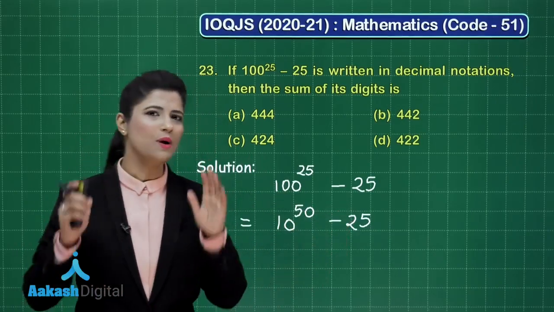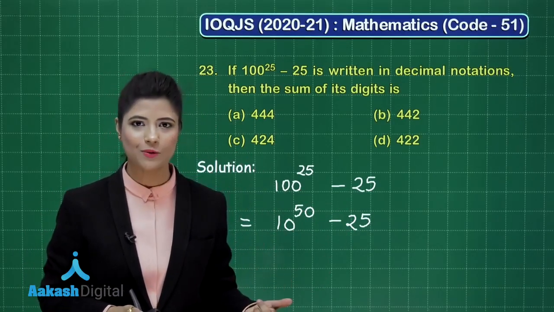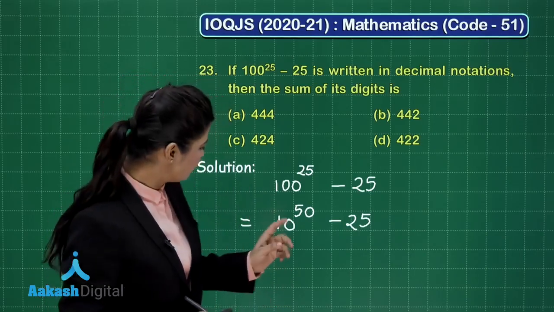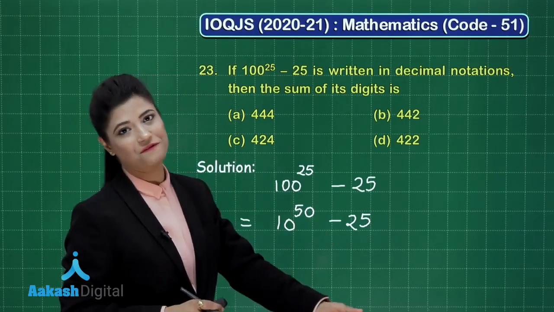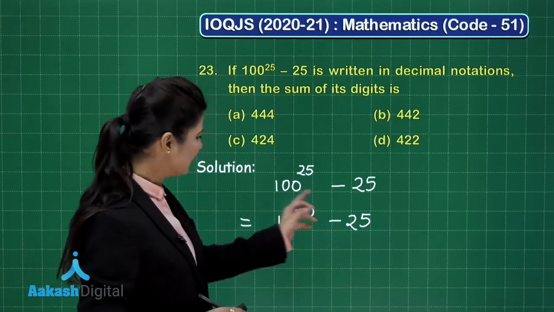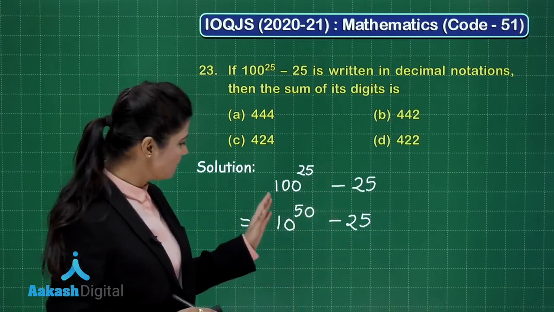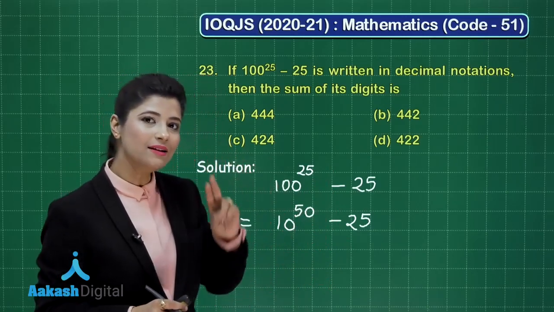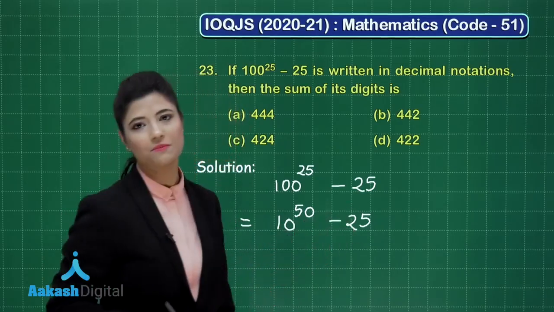Now just imagine if you have 10 raised to the power 2, that simply means 1 followed by 2 zeros. 10 raised to the power 3 means 1 followed by 3 zeros. In the same way, here 10 is raised to the power 50, that means 1 followed by 50 zeros. And next, you are subtracting 25 from it. So 10 raised to the power 50 is 1 followed by 50 zeros, and the last 2 zeros will have an impact when 25 is subtracted from it.